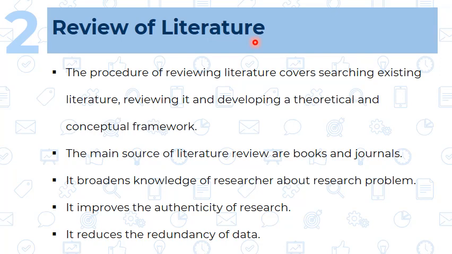Now the procedure of reviewing literature covers researching existing literature, reviewing it, and developing a theoretical or conceptual framework. This is very important. From reviewing the literature we are going to make the theoretical or conceptual framework. After that we are going to prove it, that is the later part. But at the initial stage we make some kind of theoretical and conceptual framework with the help of review of literature. And the main sources are books and journals.